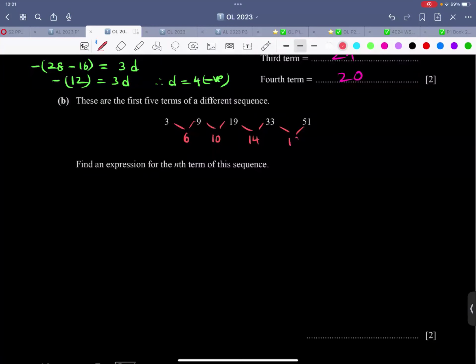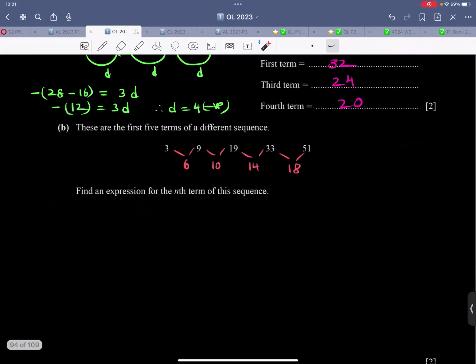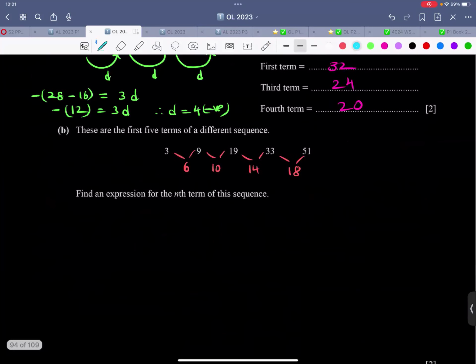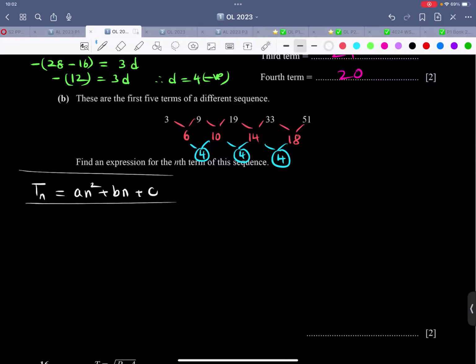33 and 51, that is 18. So now the differences are forming a linear series for itself, just like this, a linear sequence, an AP. Now calculate the second difference. So therefore 6 and 10, the difference is 4. 10 and 14, the difference is 4. 14 and 18, the difference is 4. Now, about quadratic sequences, I have taught you that Tn is an squared plus bn plus c. Now, some of you might be watching it for the first time.